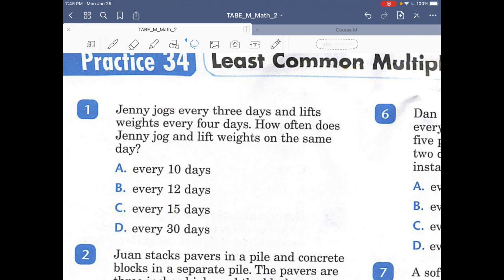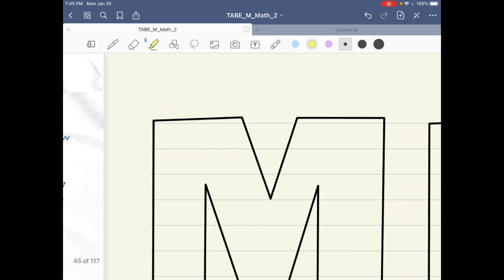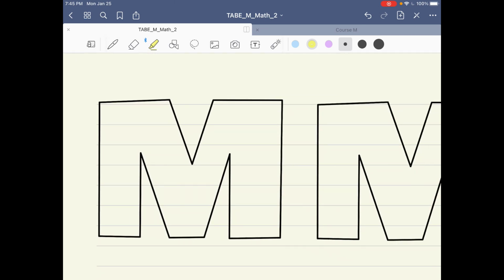Jenny jogs every 3 days and lifts weights every 4 days. How often does Jenny jog and lift weights on the same day? So if it's the same day, we need a common day, a common multiple. So let me move over to this one, and I'm going to call this number 1. And I don't need a pen quite that big. Let's try that one, it's perfect.